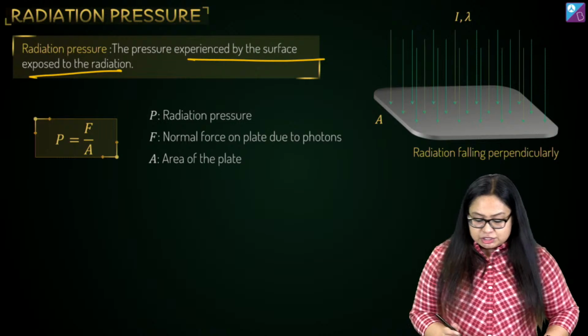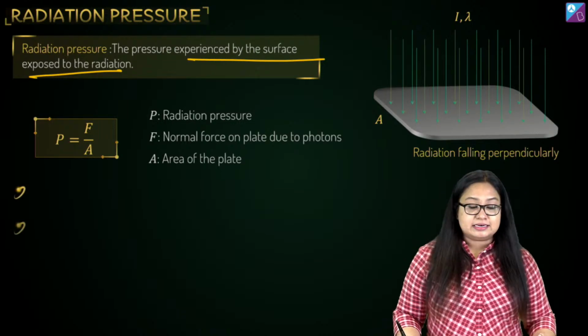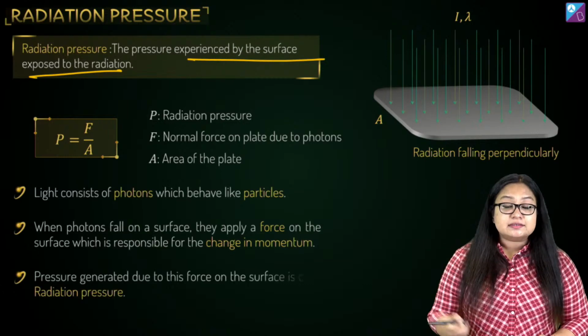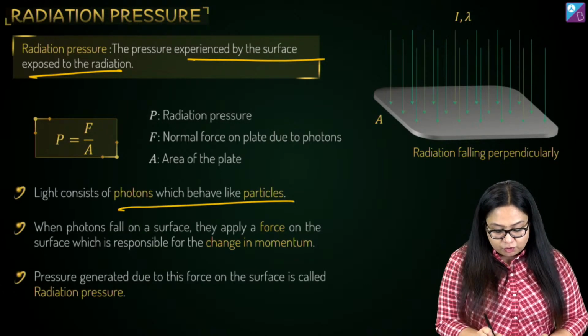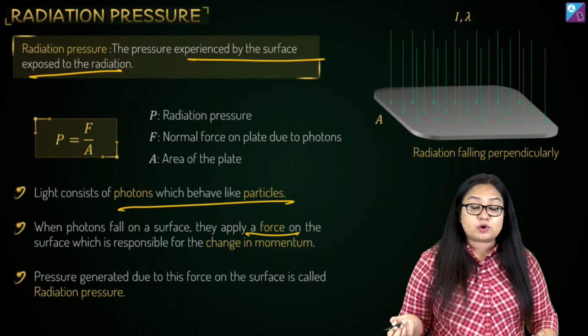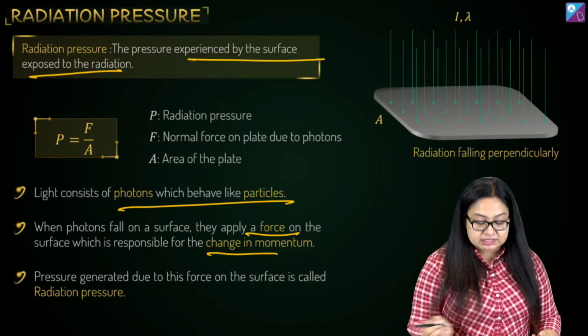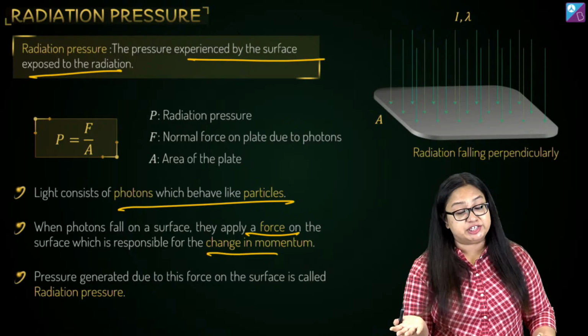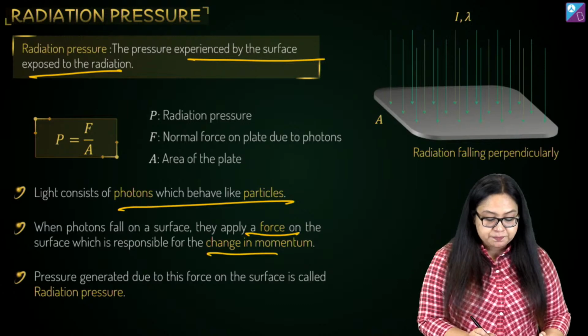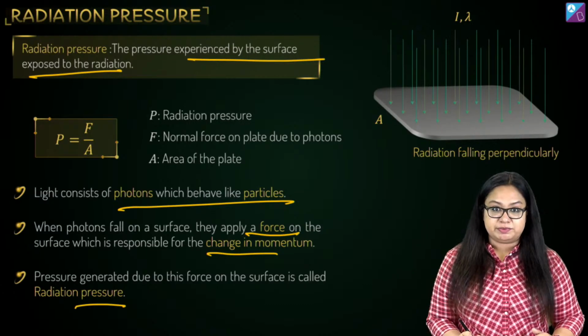All right. So how do we calculate? Well, before we calculate, let's understand more. Light consists of photons which behave like particles, and when these photons fall on a surface, they apply a force on the surface because of a change in momentum. That's what I've just told you. Because of this force, there is a pressure experienced, which is radiation pressure.